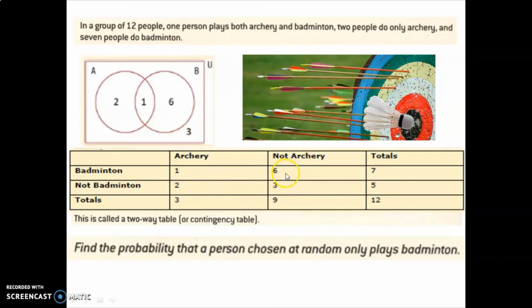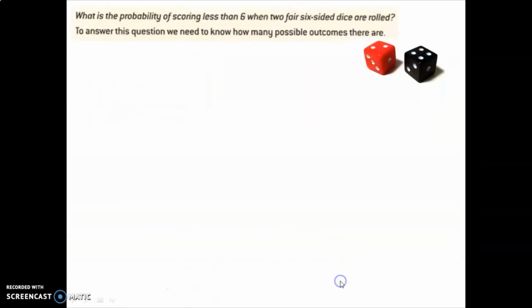So you can see that 6 and that 6 match. So this and this are the same thing, right? This is easier to see visually, but this is another way that you can be given data like this. So we have 6 out of 12, or 1/2. Badminton, intersection, not archery. Okay, next question.